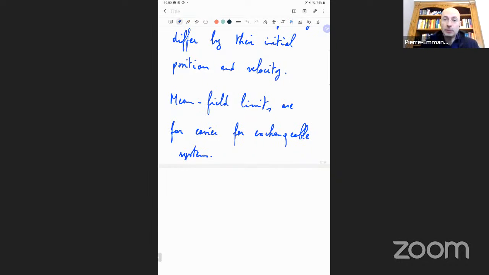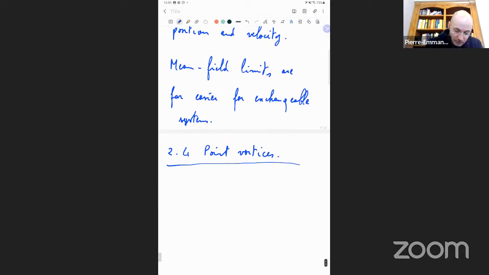Let's keep jumping centuries, right? So we had Newton's law of gravitation in the 17th century, then Coulomb's law in the 18th century, and now I'm going to jump to the 19th century, and we'll finally reach modern times, with another very classical model, which is point vortices. This is a formulation due to Helmholtz around the 1850s.